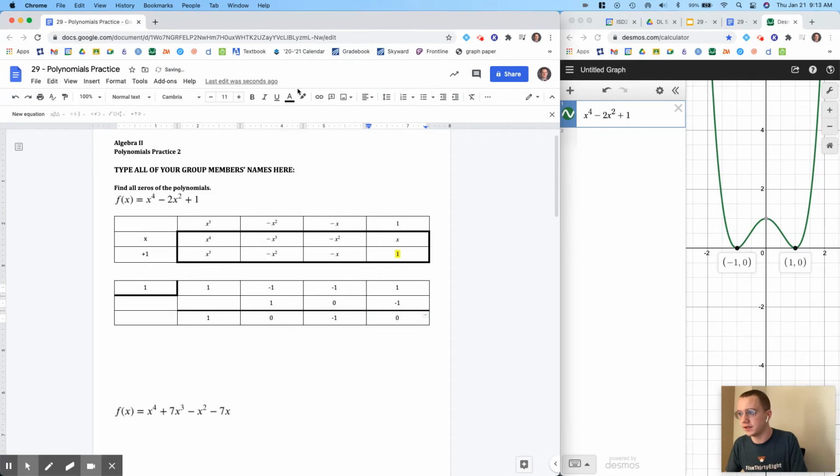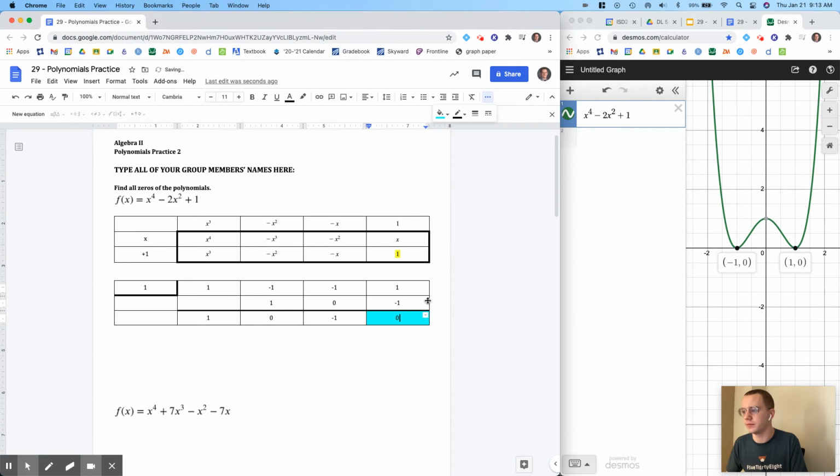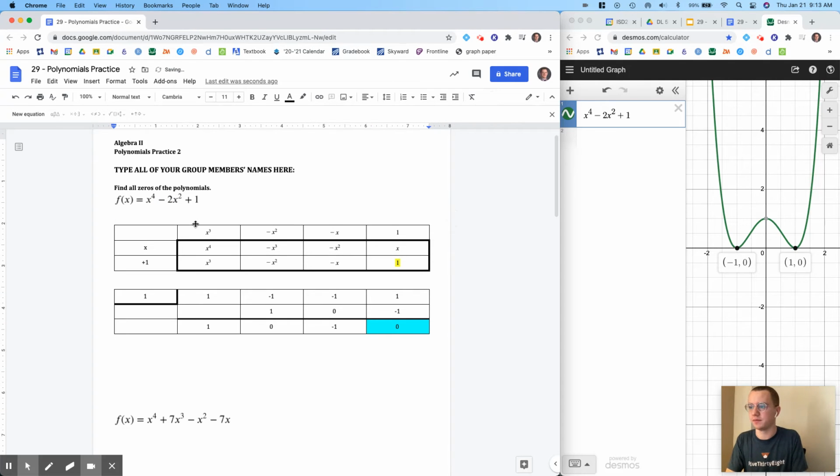And 0 is good, and so I'm going to fill that box with some nice color. This is showing me this is my remainder, and this is also showing me that I did the division correctly. So two different ways of doing divisions, and I'm just going to type in here, this is box method, and then this is synthetic division.